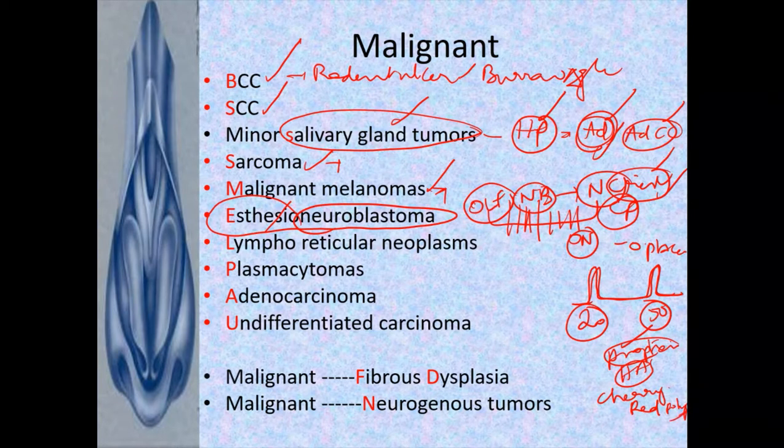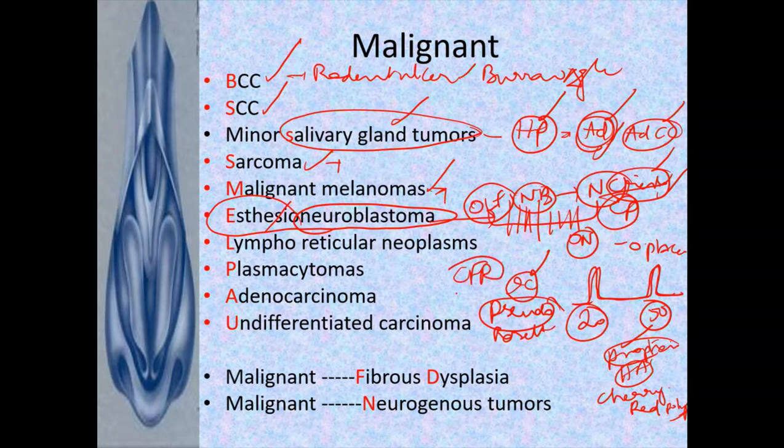CT scan and MRI are diagnostic, and you should know whether intracranial extension is there or not. Biopsy reveals the true nature of the tumor. It is low grade because it is of neural crest origin. There is pseudo rosette formation in the pathology. That is all about esthesioneuroblastoma. You should keep it in mind. And treatment is by craniofacial resection.